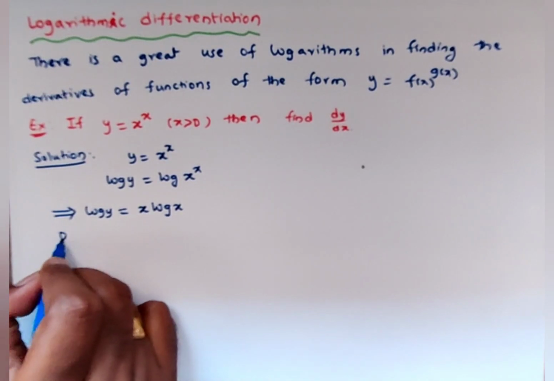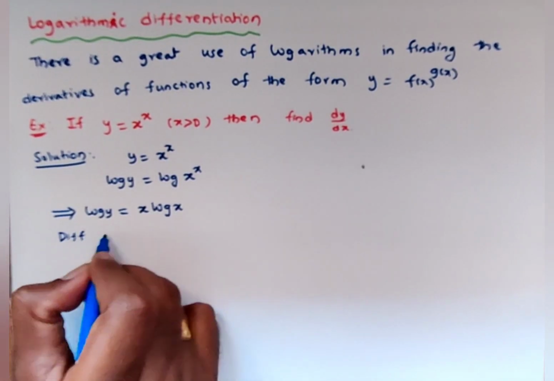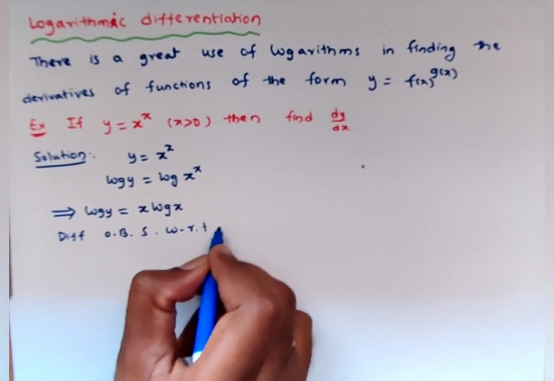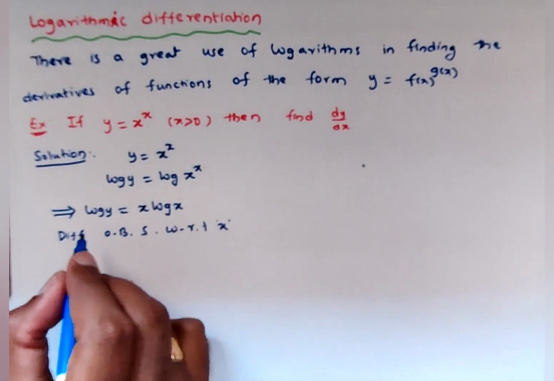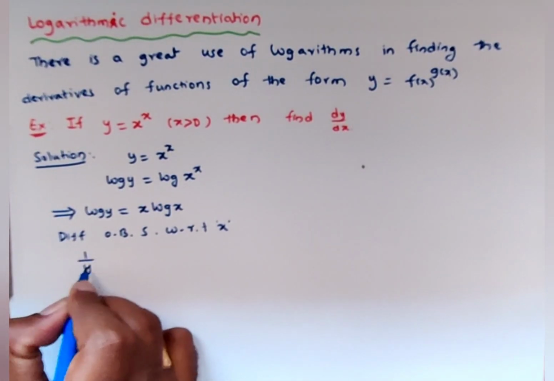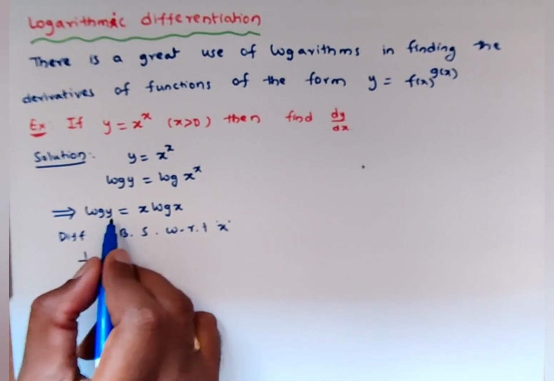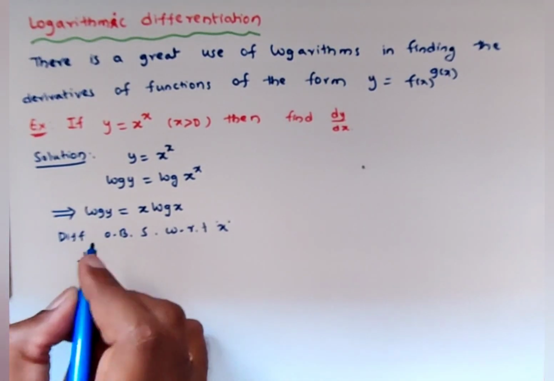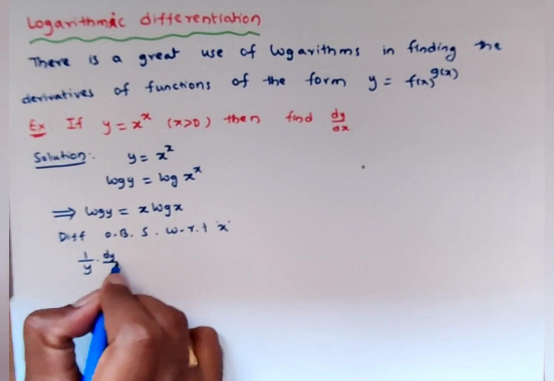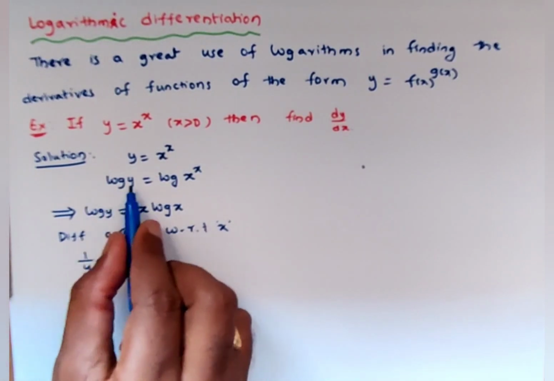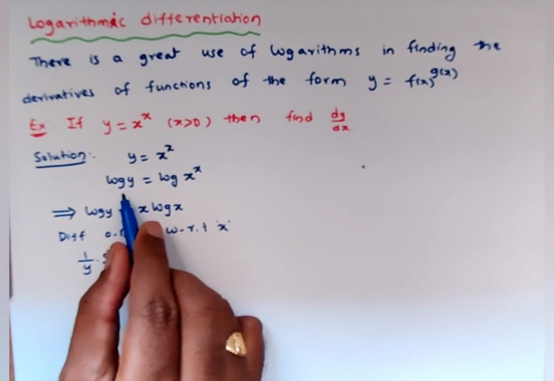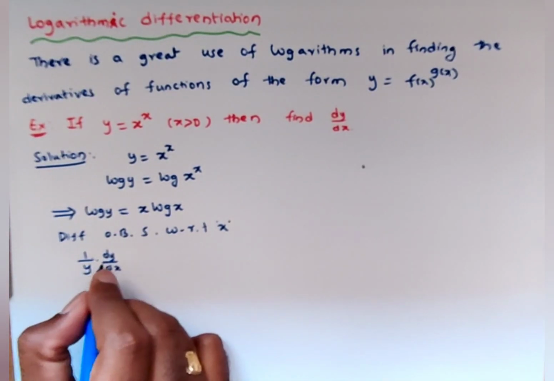Now differentiate on both sides with respect to x. So this is the logarithm of y, which means 1 by y into the derivative of y, because y is a function of x, so you need to apply the derivative for y also. So this is dy by dx. If it is log x, then simply we can apply 1 by x, but here y is a function of x, so it is 1 by y into the derivative of y.